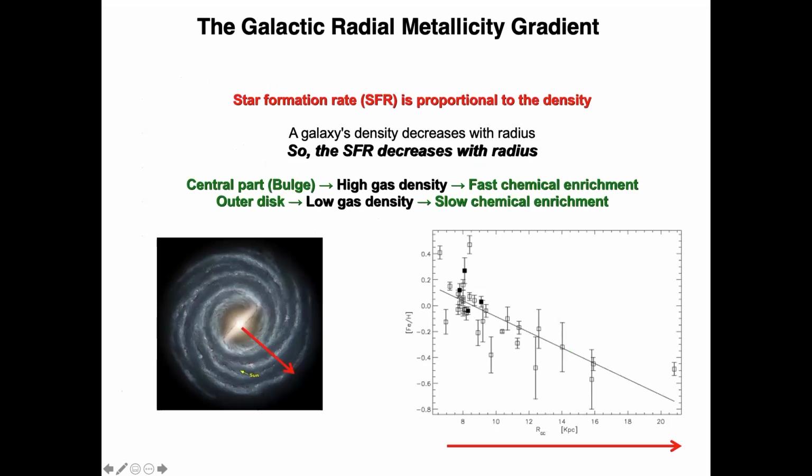So a galaxy's density decreases with radius, so the star formation rate decreases with the radius too. The central part, the bulge, has a high gas density, therefore a fast chemical enrichment. The outer disk has a low gas density, so stars form more slowly. There is a slow chemical enrichment. So in the same way that there is an age-metallicity relationship in the galaxy, there is also a radial metallicity gradient. The stars closer to the center are more metal rich than stars in the outskirts, in the outer rim of the galaxy.